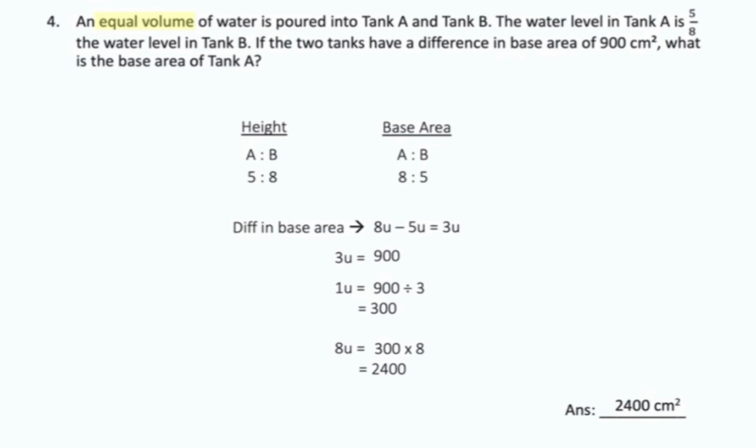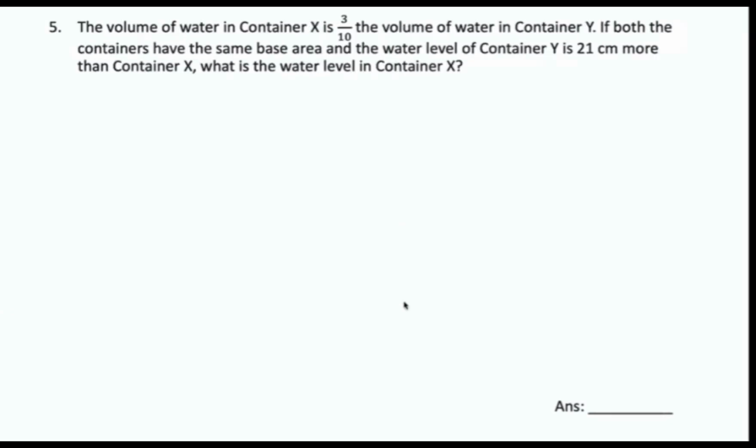How did you even get 562.5? Such a strange number. So let's do this. The volume of water in container X is 3/10 the volume of water in container Y. So X to Y is 3:10. If both containers have the same base area.